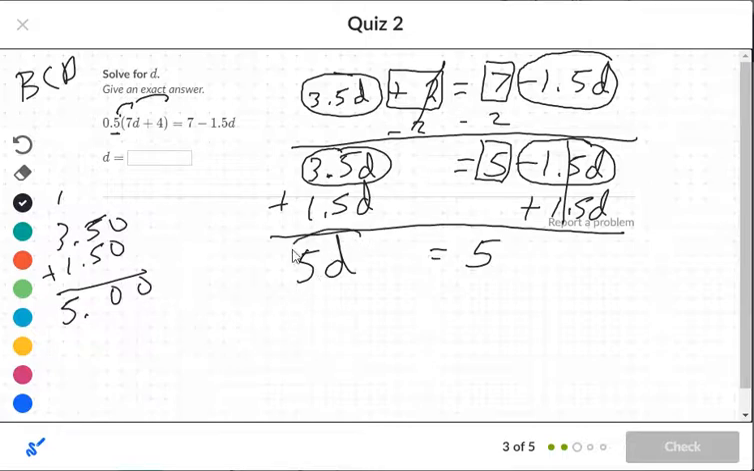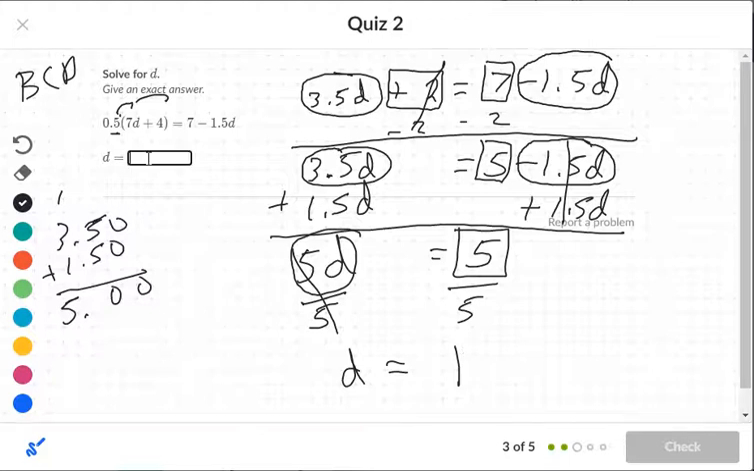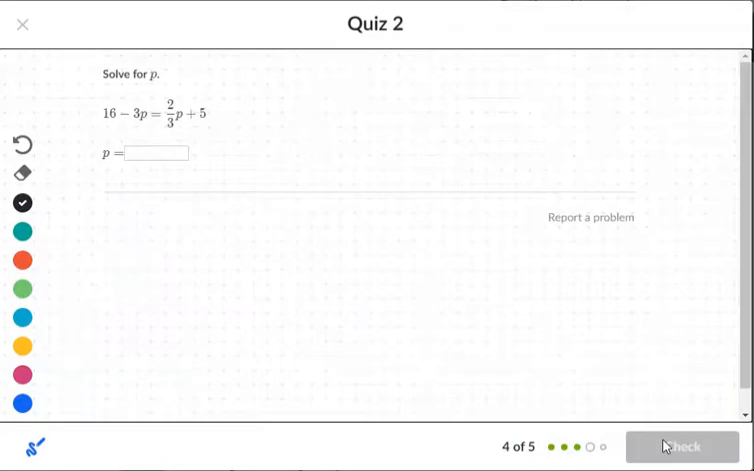Now if we check this, this is my circle, this is my box, so I do have one circle to one box. Go ahead and divide both sides by 5, cross that out, so D is 1. So we'll put a 1 in here. Okay, let's move on to the next one.